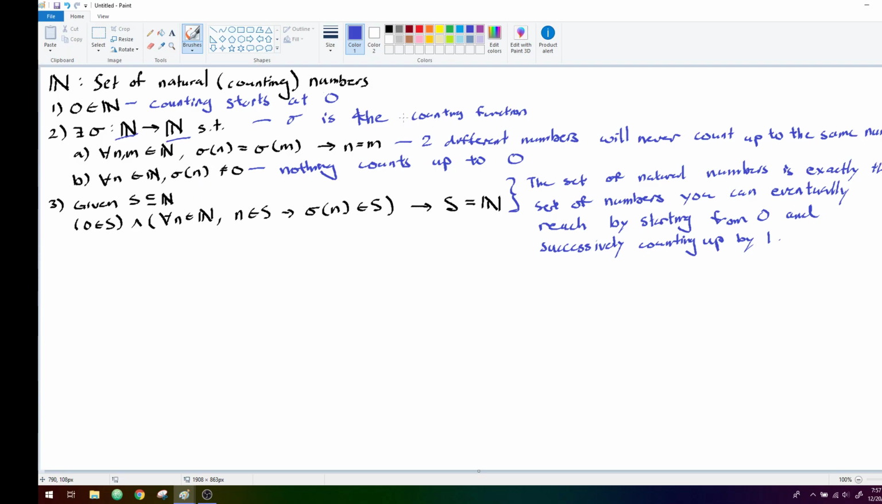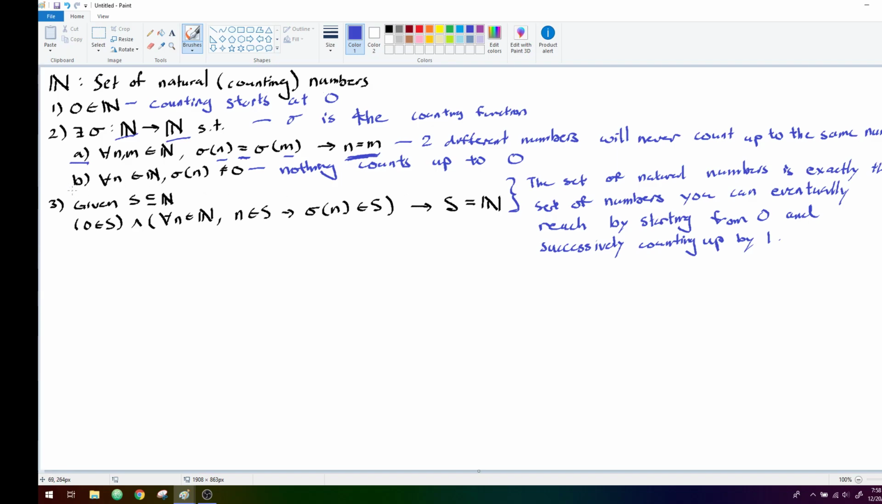Well, first of all, it should be an injective function, and property A of sigma is really just the definition of an injection. It tells us that if we feed two possibly different inputs into sigma and we get the same output, that tells us that our inputs really were the same to begin with. To put that differently, we can also say that two different numbers will never count up to the same number.